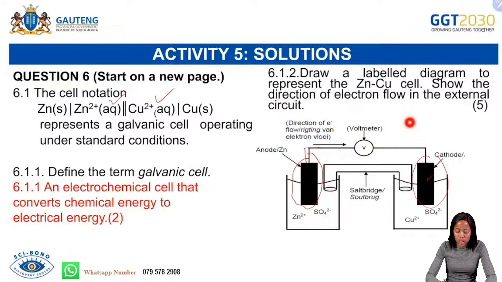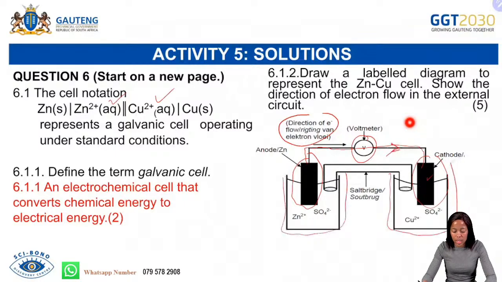Then you need to make sure that you have the external circuit there, which has a voltmeter. Then again, you need to indicate the direction of the electrons. So where are the electrons moving? We said it's as easy as A, B, C, so the electrons are moving from the anode to the cathode. You also need to represent the two beakers, which represent the two half cells. And then again, you need to indicate the electrolyte.